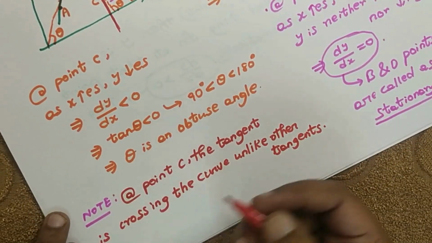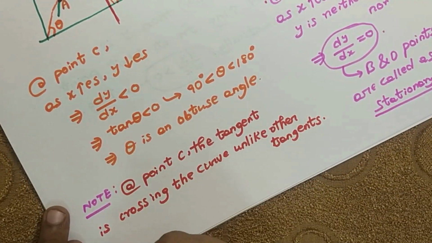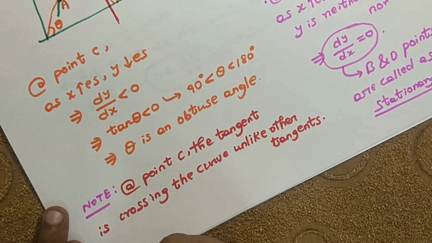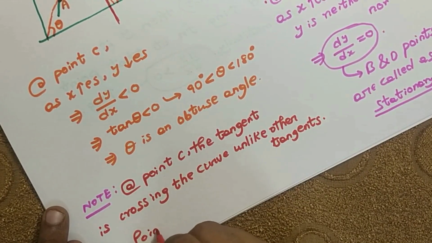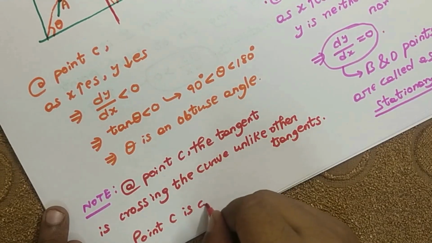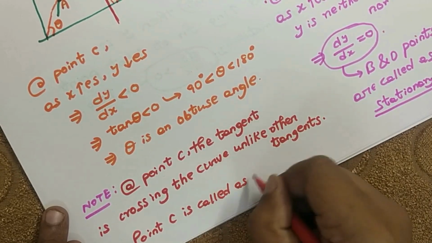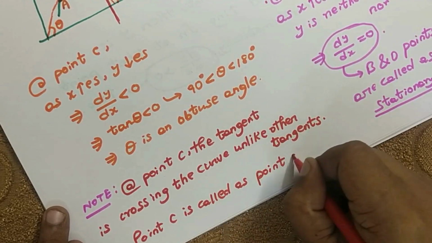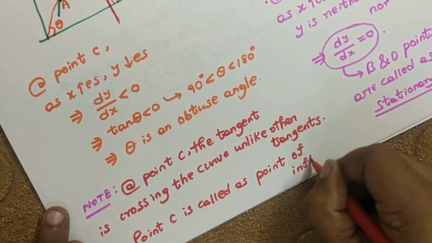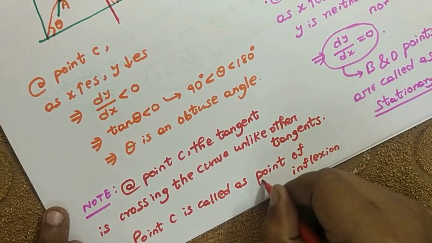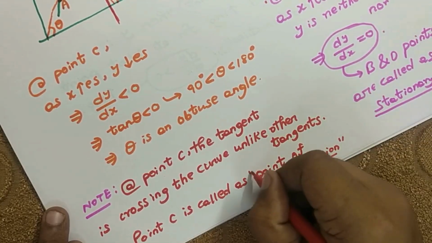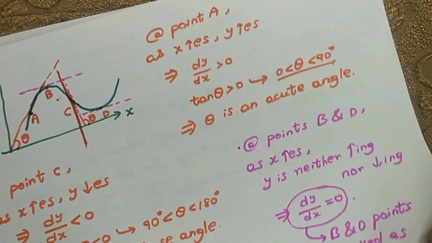If it happens like this, then that point is considered the point of inflection. Therefore, point C is called the point of inflection. Yes, the point of inflection is important.